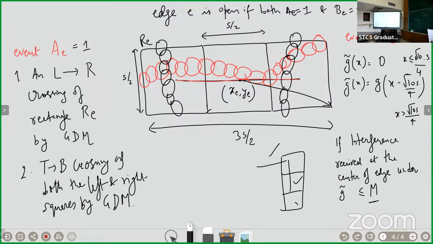It could be that B is never 1, in which case whatever I am doing is useless. But I'm defining for the moment that B is equal to 1 as long as this happens to be true. What this essentially implies is that any point inside also has an upper bound on the interference with respect to g, not with g tilde.